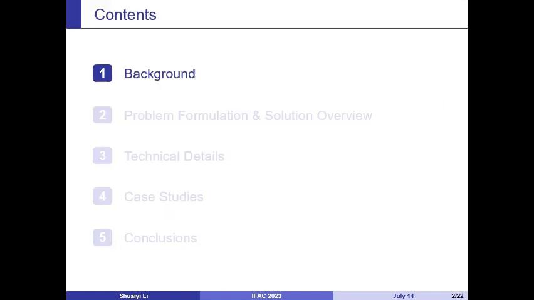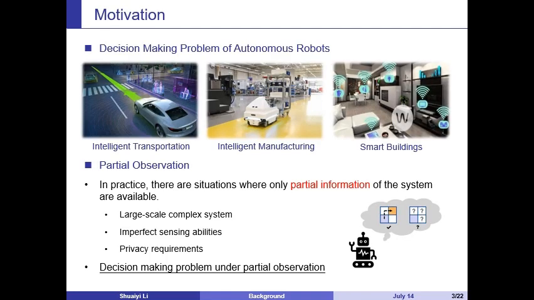Let's start from the background. Decision-making is the central problem in the field of autonomous robots and is widely used in many areas such as intelligent transportation, intelligent manufacturing, and smart buildings. Generally, the robots are required to generate a set of plans to accomplish a given complex high-level task. And when a robot is making a decision, it relies on its knowledge and observation of the system. However, there are times when the robot cannot obtain perfect information of the system.